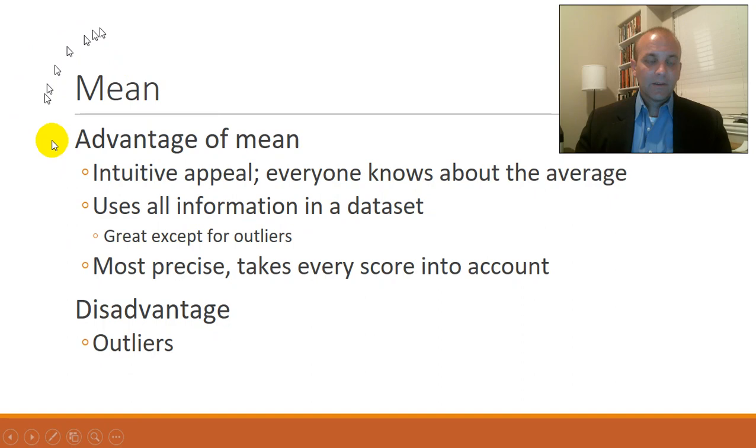But nevertheless, taking a step back before I get too far off, the advantage of the mean is its intuitive appeal. Everybody knows about the average, and it uses all the information within the data set. So it's great except for outliers, and it's the most precise. It takes every score into account. It factors in all the information we have and brings it all into one value, right? The disadvantage is outliers. Certain things can pull it. You can pull your average, right?